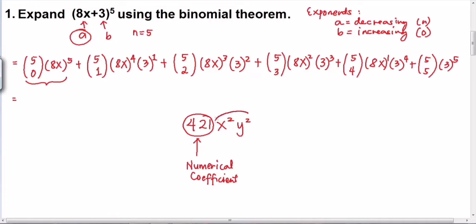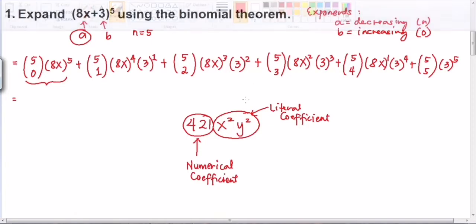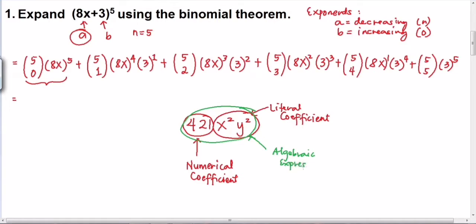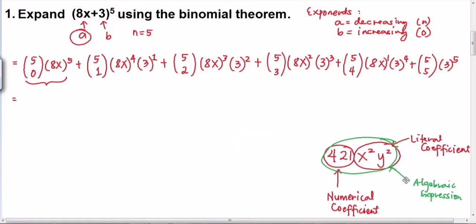Ang tawag dito sa letter is the literal coefficient. Siyempre, letter. So, yung letter, ang tawag doon, literal coefficient. Now, ang tawag sa kabuuan, so ang tawag sa 421 x squared y squared is the algebraic expression. Pero kung hahatiin niyo siya into parts, we have 2 parts, which are numerical coefficient and the literal coefficient. Okay?